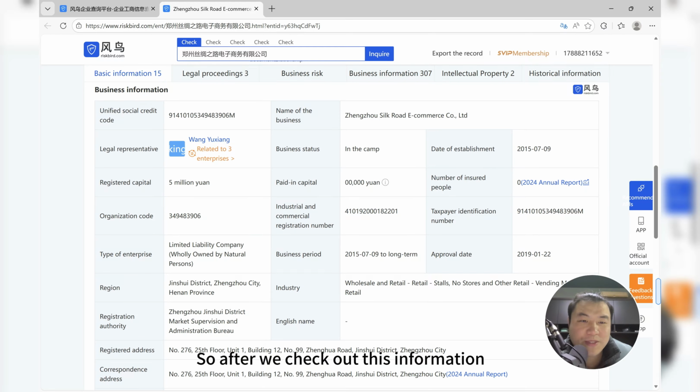Okay, so after we check out this information, we also need to check out here. This is very important information, and we need to understand how long the company has already existed. But this one has existed for a very long time, almost 10 years. So when you are trying to work with a company, you should check how long this company has already existed.